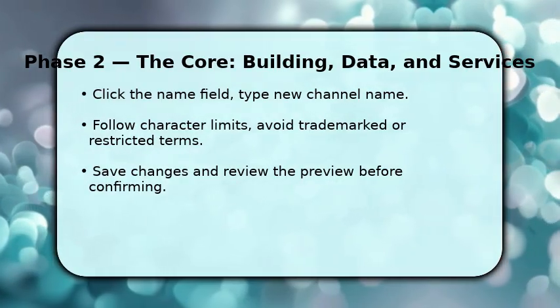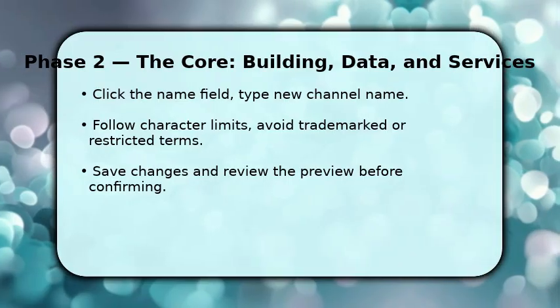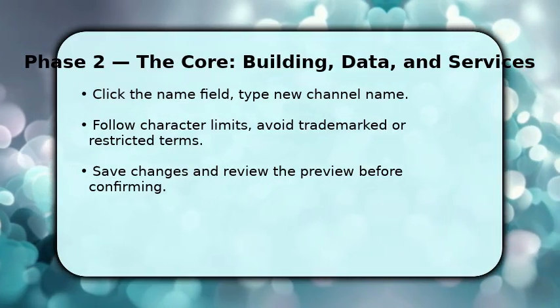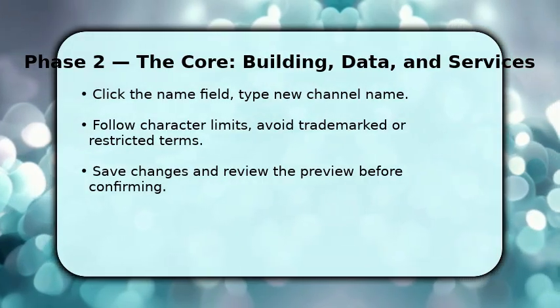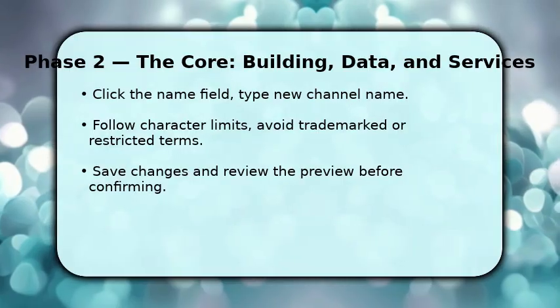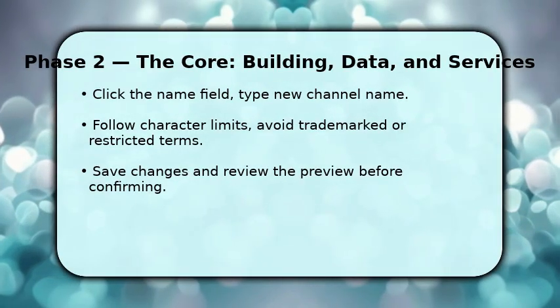Then click Save or Confirm. This triggers Rumble's update process. If there's a confirmation dialog or email step, complete it promptly. After saving, give the system a moment to propagate the change across your channel and listings.